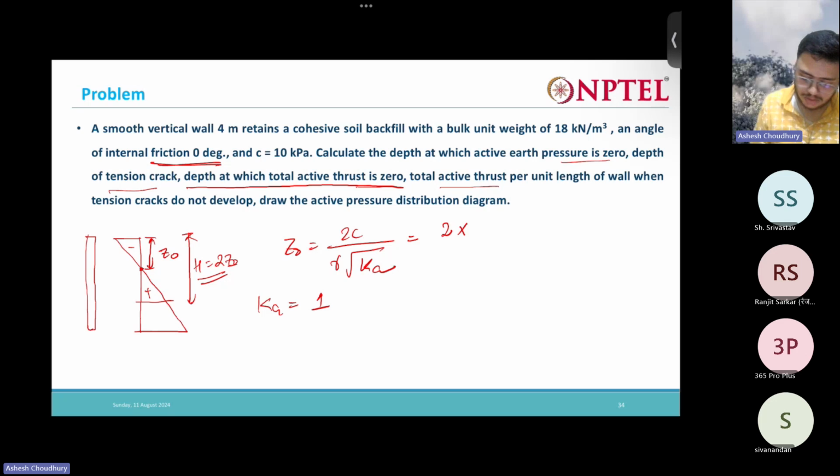2 into 10 by 18. It is going to come as 1.11 meter. So h is twice z naught.